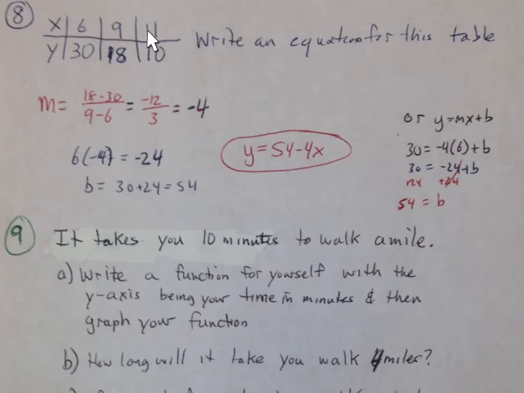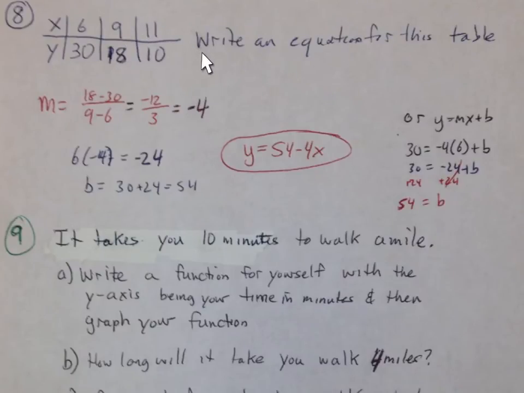All right, I have this table. I want to write an equation for this table. So I have 3 points here. At 6 I get 30, at 9 I get 18, and at 11 I get 10. Hopefully you can tell you're decaying, you're shrinking. So you know your slope is going to be negative.